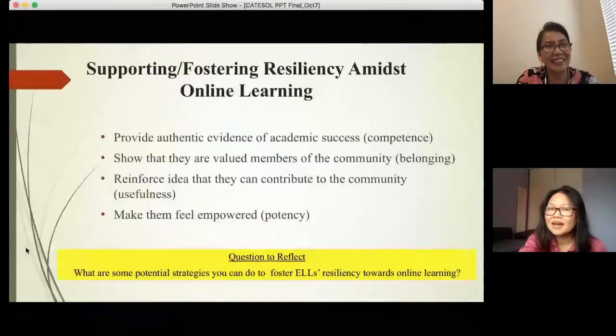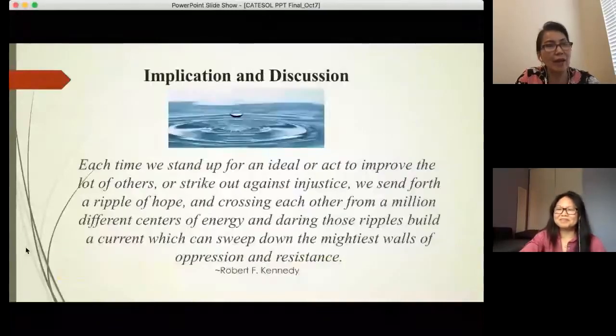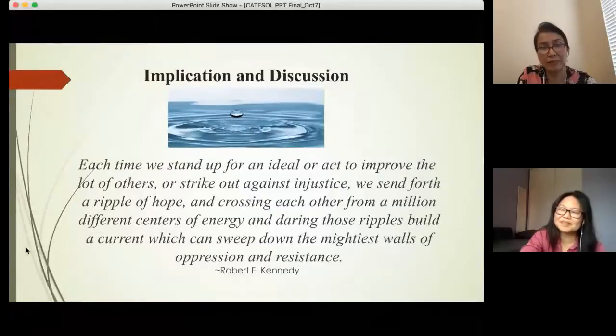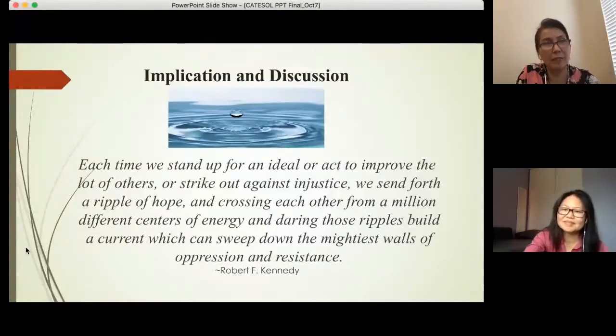Very good. Okay. So now that we have provided various strategies and given you the opportunity to participate, we would like to briefly discuss the implications of our study. Here are a few implications. First, we need to further examine more evidence-based strategies for online English language learners. In other words, the ones that we've provided for you are not enough. They're barely touching the surface, the tip of the iceberg, so to speak.